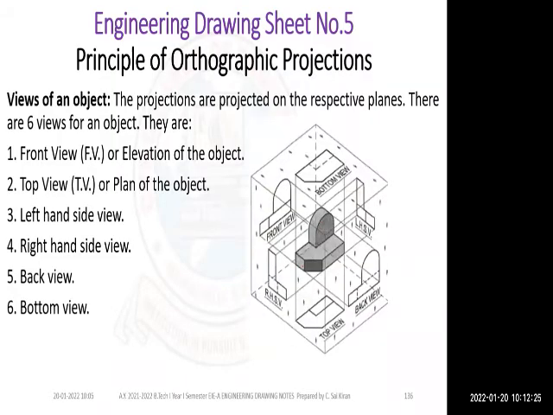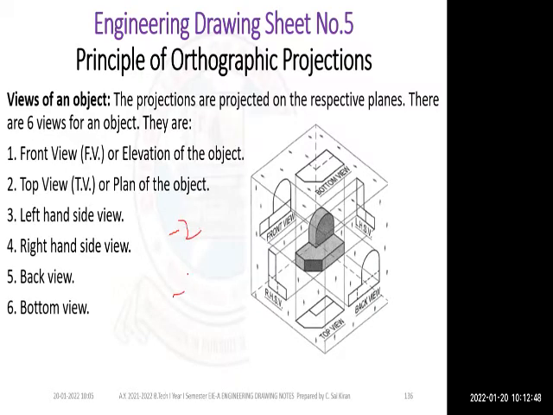So this is my object. The object shows differently in different views. Front view and back view almost show the same. Bottom view and top view show the same way. And left hand side view and right hand side view show the same. So minimum you require 2 views in order to generate a simple object.